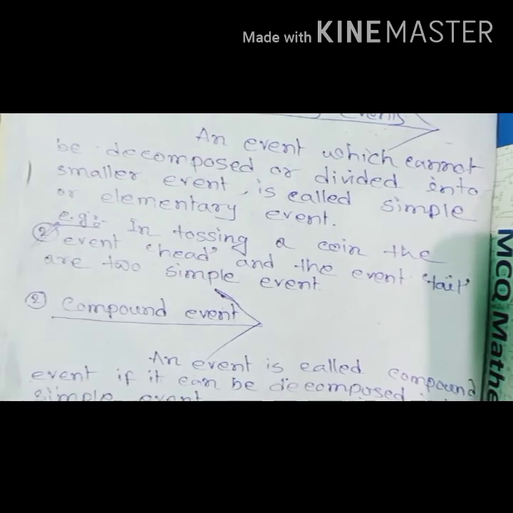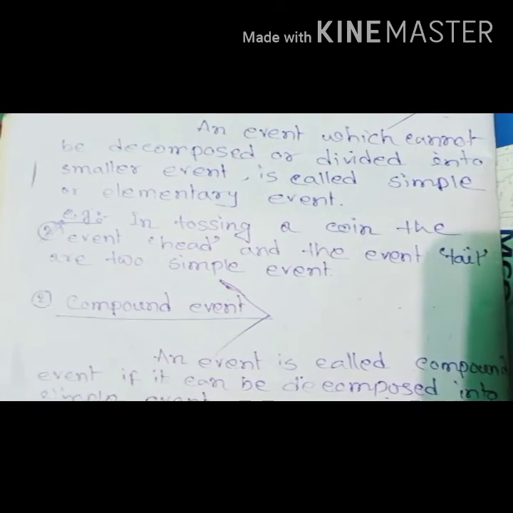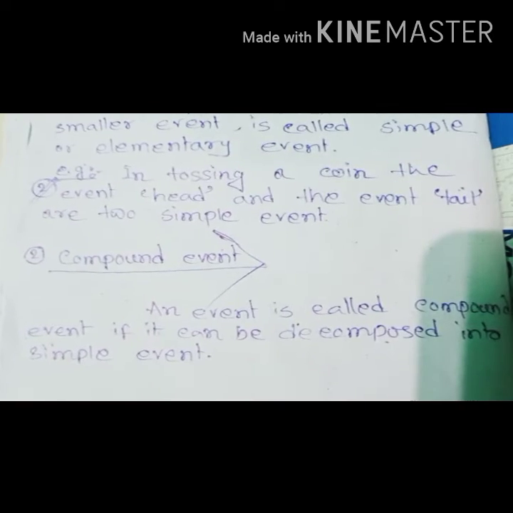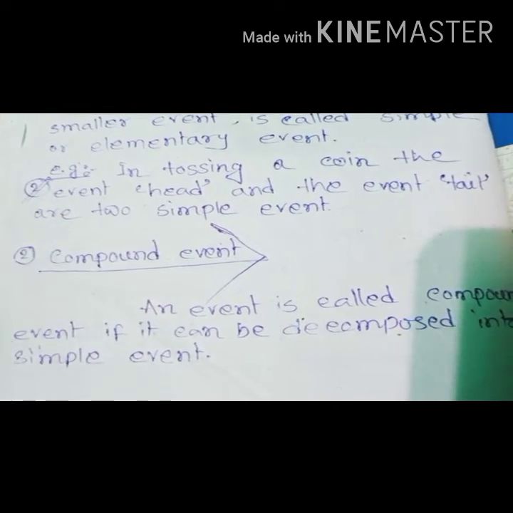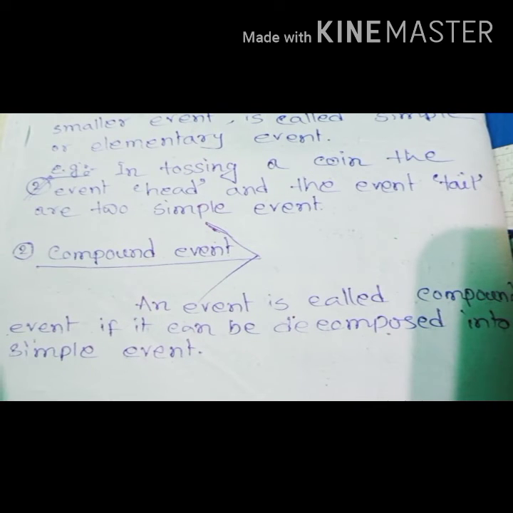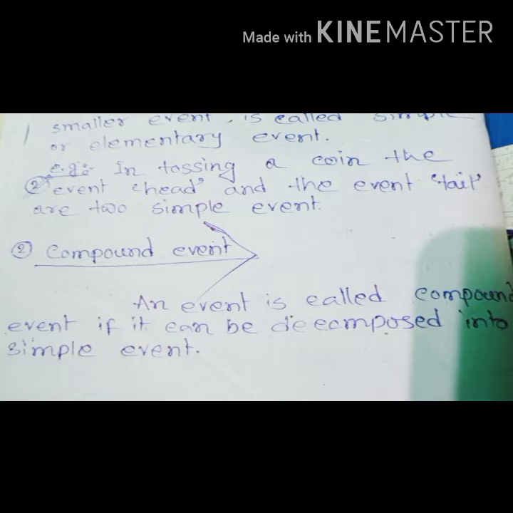Next type is compound event. Compound event means just the opposite of simple event, means we can divide the event into some parts, some smaller events.